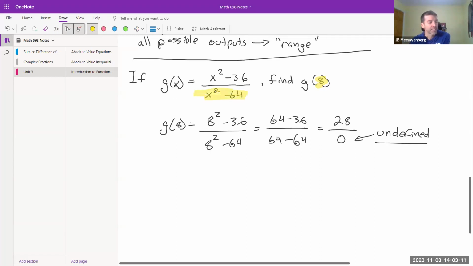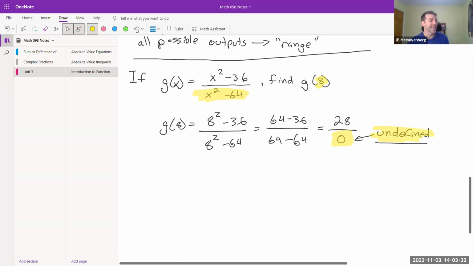That is undefined. So what that means is, and we've talked about this before, you know that rational expressions, because they have variables in the denominator, sometimes have restrictions. They have values of x that are not allowed to be used. That means they're not part of the domain. We can't use them as an input because they would cause a 0 in the denominator. They would cause our fraction to be undefined.